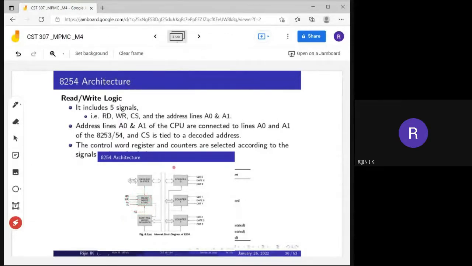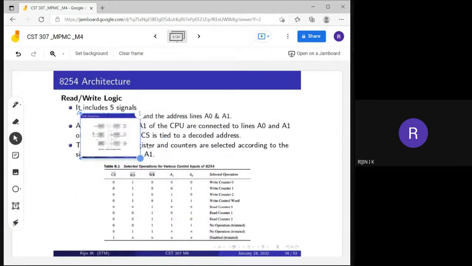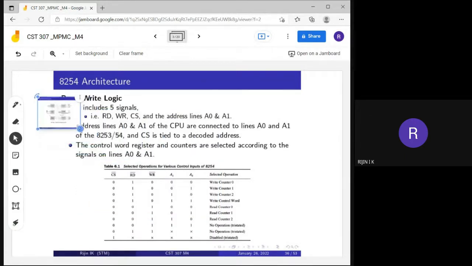And so these are the different operations based on the value of these pins. That means only when CS bar is equal to 0 will all these operations be performed. Our chip will be enabled only when CS bar is equal to 0, and A0 and A1 will decide which particular counter, 0, 1, 2, or whatever it is, has to be selected.